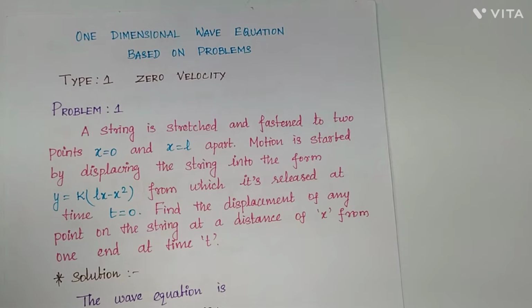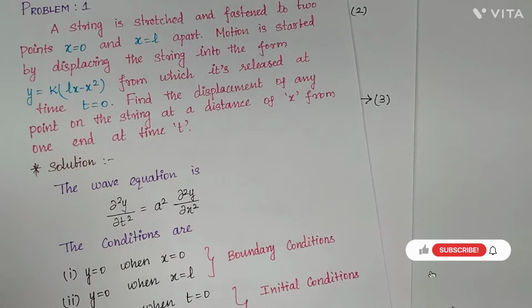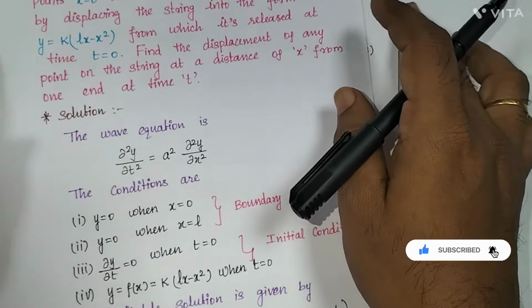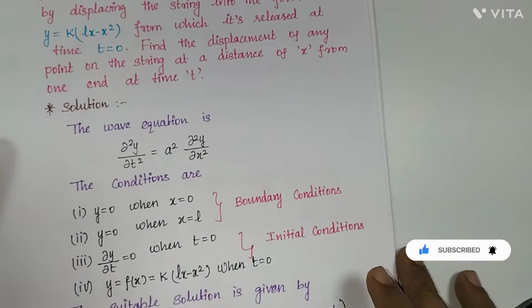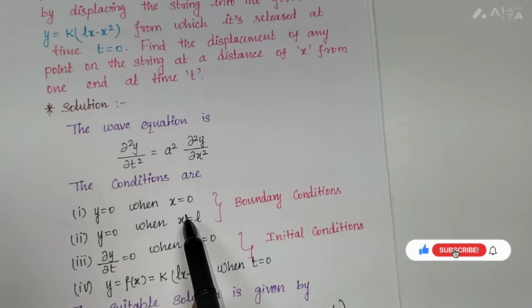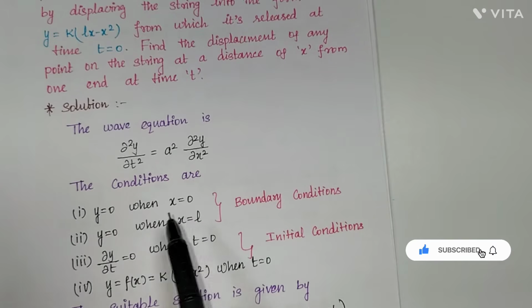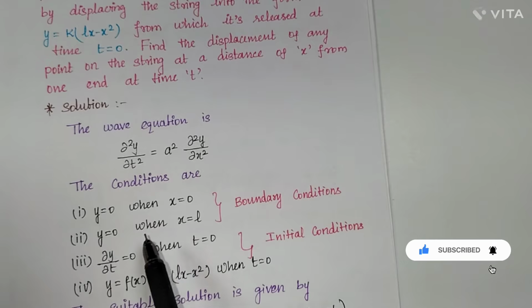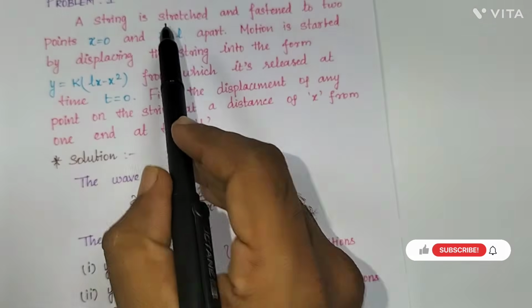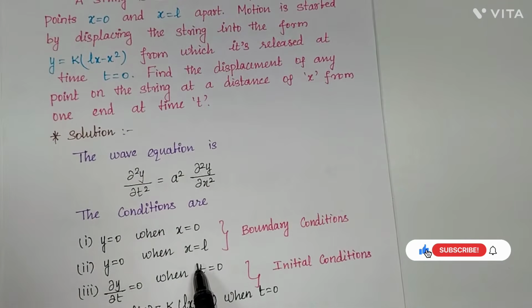So initially we have to write the wave equation, that is dou square y divided by dou t square equal to a square into dou square y divided by dou x square. After that, based on the conditions, I'm going to write the general conditions. Already you know that. Now I'm going to write specifically for this sum. y equal to 0 when x equal to 0 will be our first condition, because in the sum they gave the starting point x equal to 0, and y equal to 0 when x equal to L. Why have I taken L? In the sum they gave the length L.